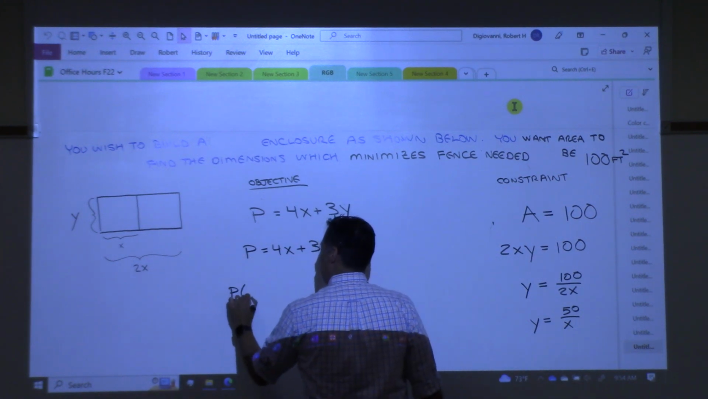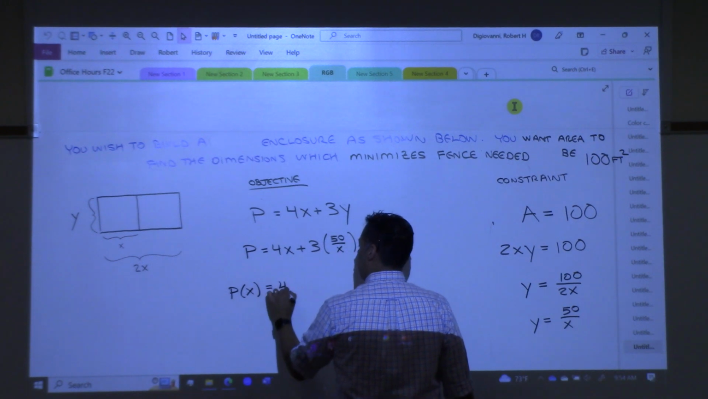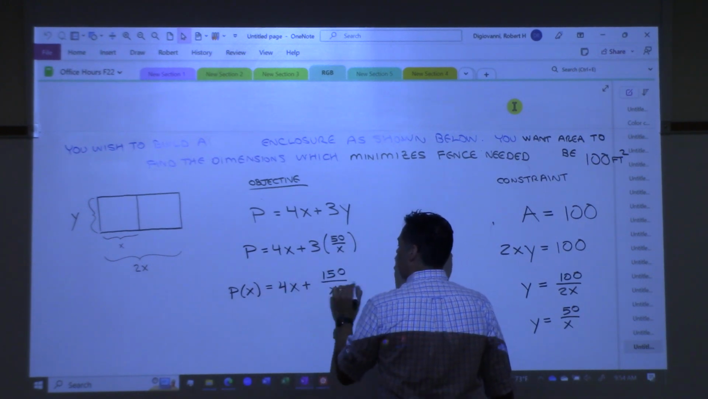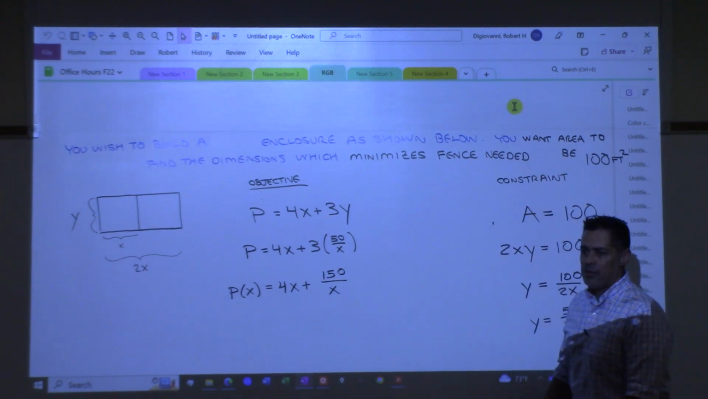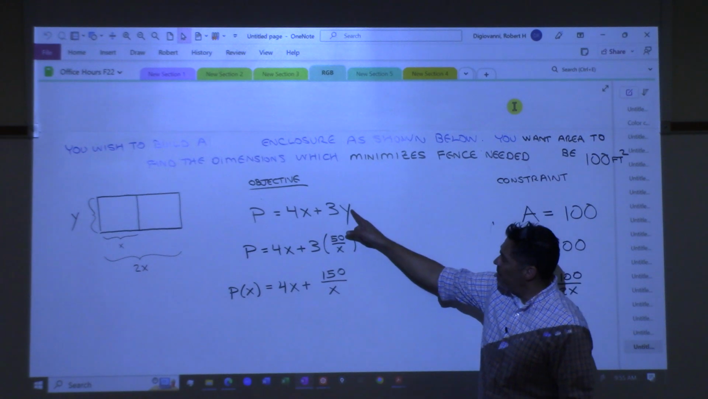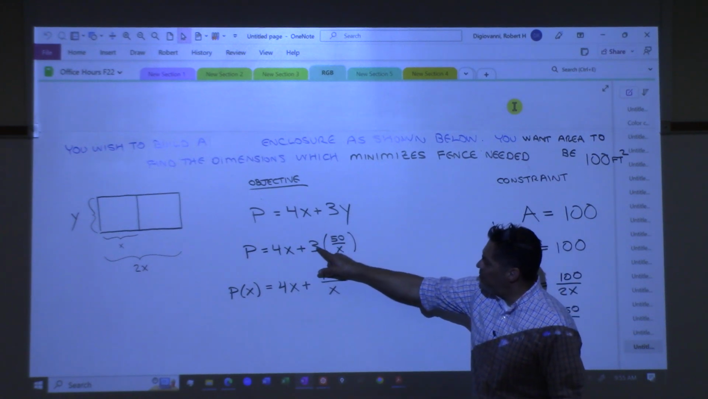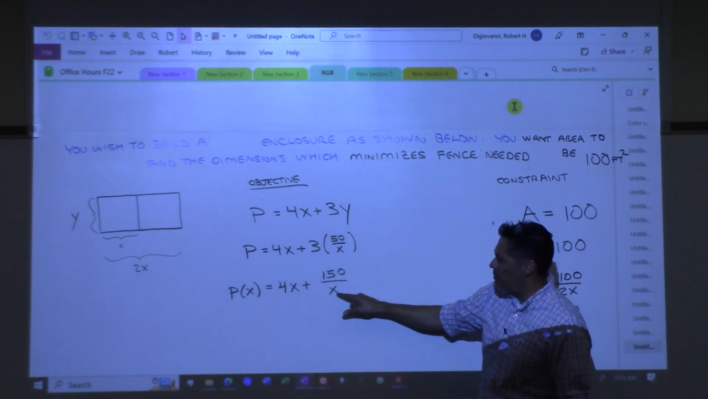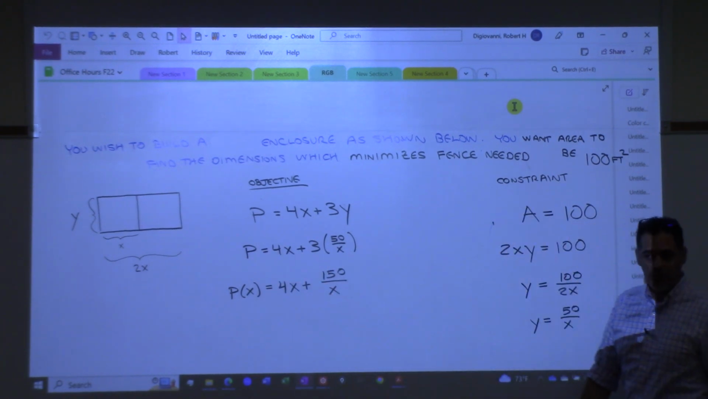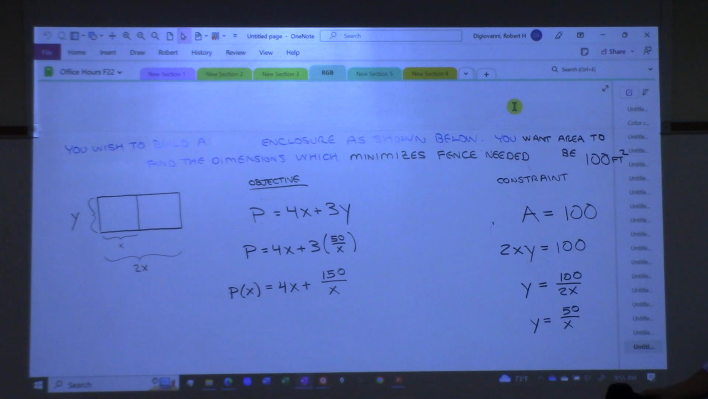Next line, my perimeter is now a function of a single variable x, and it is exactly 4x plus 150 over x. So I just took 50 over x, plugged it in right here, and then I multiplied by 3, so the 3 just hits the 50, becomes 150 over x. There, it's a function of a single variable now, right? Questions there? Everyone following that?